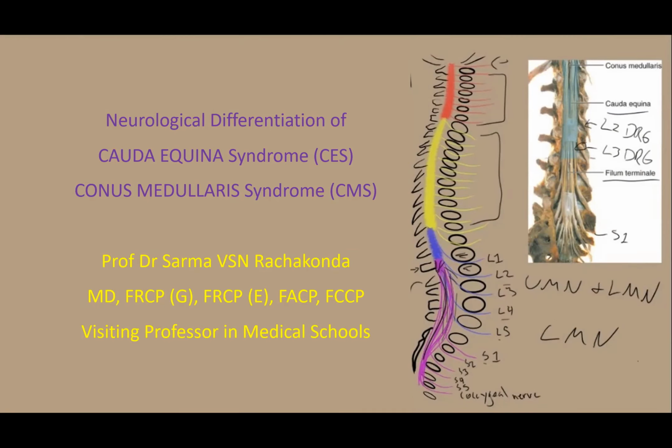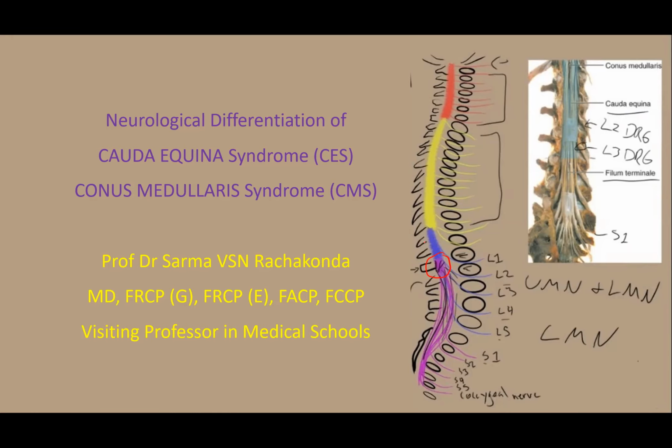The red part is the cervical cord. The yellow part is the thoracic cord. The blue part is the lumbar cord. And you can see here the conus, a little bit projection-like thing. That is the conus, and the horse tail is the pink or the purple part.